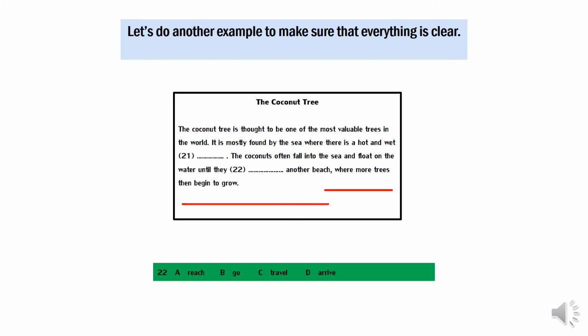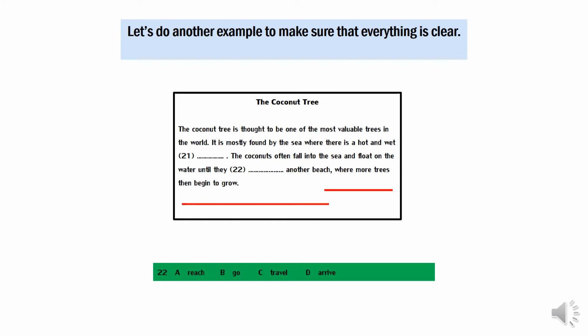Let's do another example to make sure that everything is clear. For question 22, we see that a verb is missing, and the important thing here is that there is no preposition in the text. The only verb out of the four possible answers that we use without a preposition is reach.